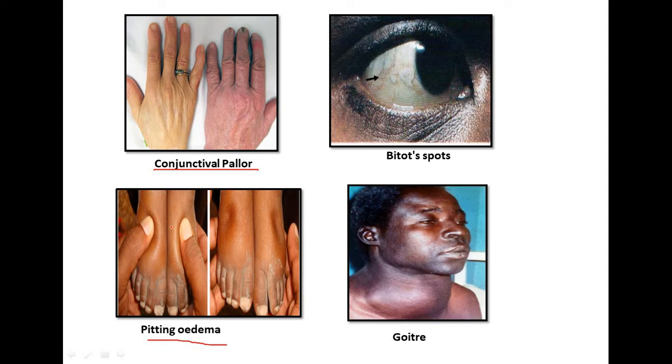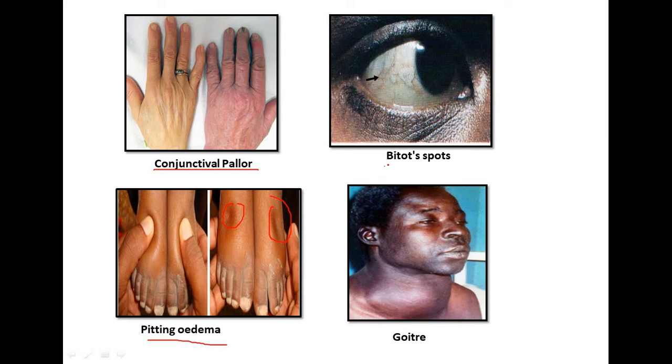Again, I am repeating. For pitting edema, you check for bilateral pitting edema. You should apply normal thumb pressure on both feet for 3 seconds. If a shallow print persists on both feet like this one, then the child has nutritional edema. This is the sign of nutritional edema.